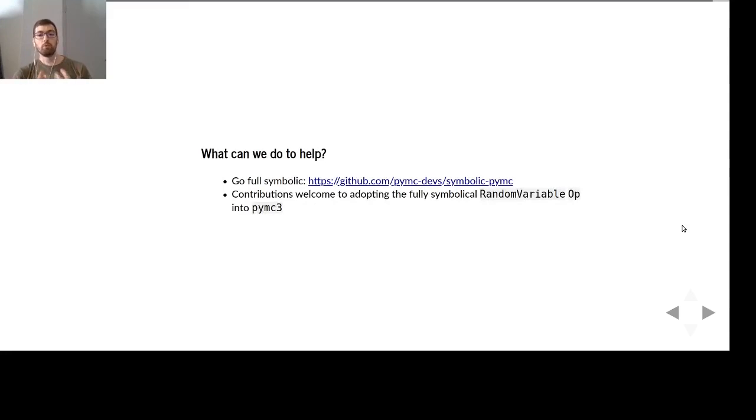So what can we do to make this better? What can we do, or as a community, to help? The alternative now clearly is to go fully symbolic. So we will change the distributions of PyMC to work with the random variable operator. There's actually the symbolic PyMC repo on GitHub that you can all check out, and any contribution that tries to port all of the random variable operators from symbolic PyMC into PyMC is incredibly welcome, and that's the clear road ahead of us.